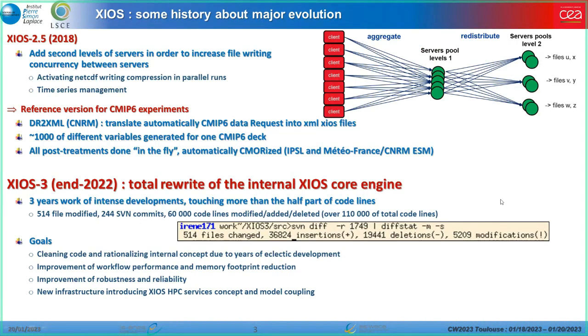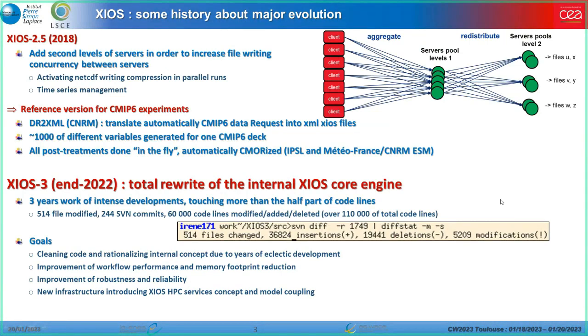Yes, that means the first level of servers will aggregate the data of many clients and is able to redistribute this data to a second level of servers. And so each pool of this second level of servers has some dedicated files, and you can achieve more concurrency by writing different files simultaneously. And if your pool has size 1, in this case you do a sequential write, and you can, for example, activate the compression in parallel runs.